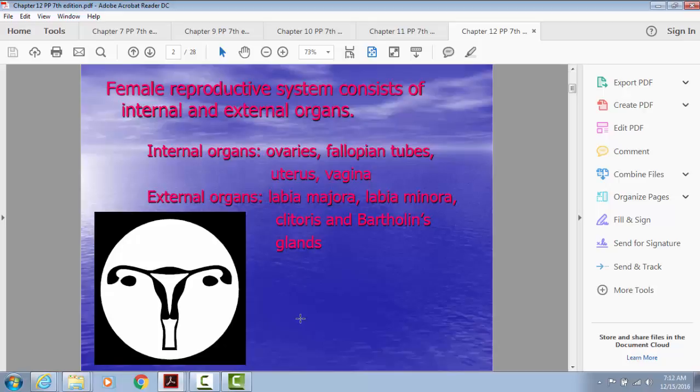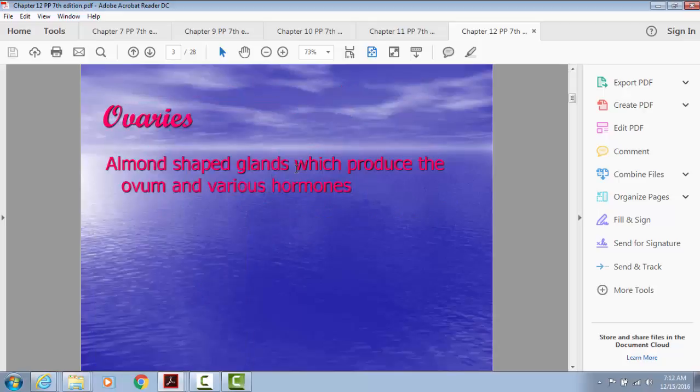The female reproductive system consists of internal and external organs, the internal organs being the ovaries, fallopian tubes, uterus, and vagina. The external organs being the labia majora, labia minora, the clitoris, and Bartholin's glands. The ovaries are the almond-shaped glands which produce the ovum, which is also known as the egg, and various hormones like progesterone, estrogen, and testosterone.